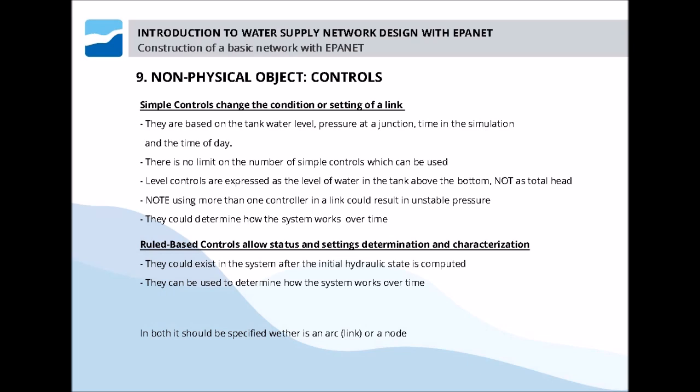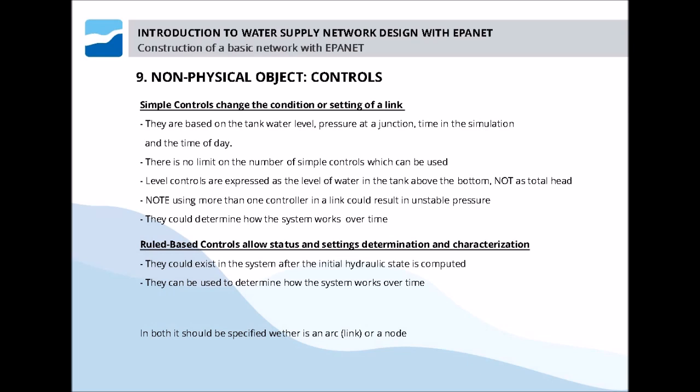Whenever they represent water levels, controls are expressed as the level of water in the tanks above the bottom, and not as total heads. It must be remembered that using two or more pressure controls for a single element can result in an unstable system if the pressure characteristics are too close to each other. If this is the case, the best option is to use a couple of rule-based controls to avoid instability.